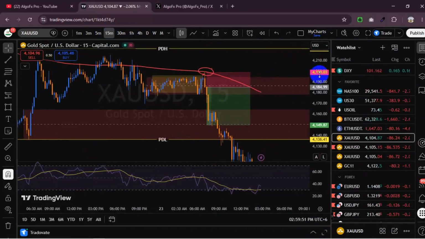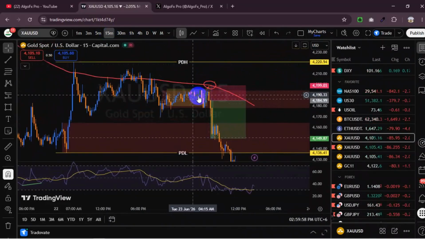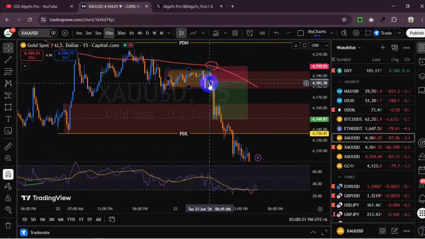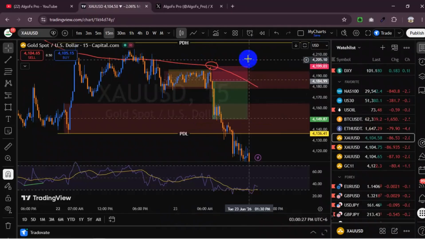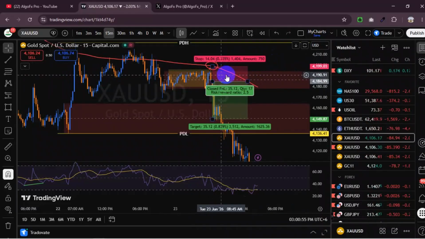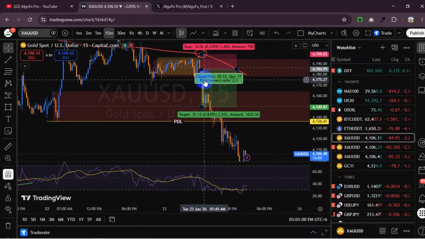Then we come to the 15 minutes and wait for the liquidity sweep of this consolidation area. Then we got a liquidity sweep on the 15 minutes and a big bearish candle that engulfed the previous 15-minute candle. Then all the confluence is done here. Then we enter here. After this 15-minute engulfing bearish candle, we put our SL just above the 15-minute candle and target 1:2.